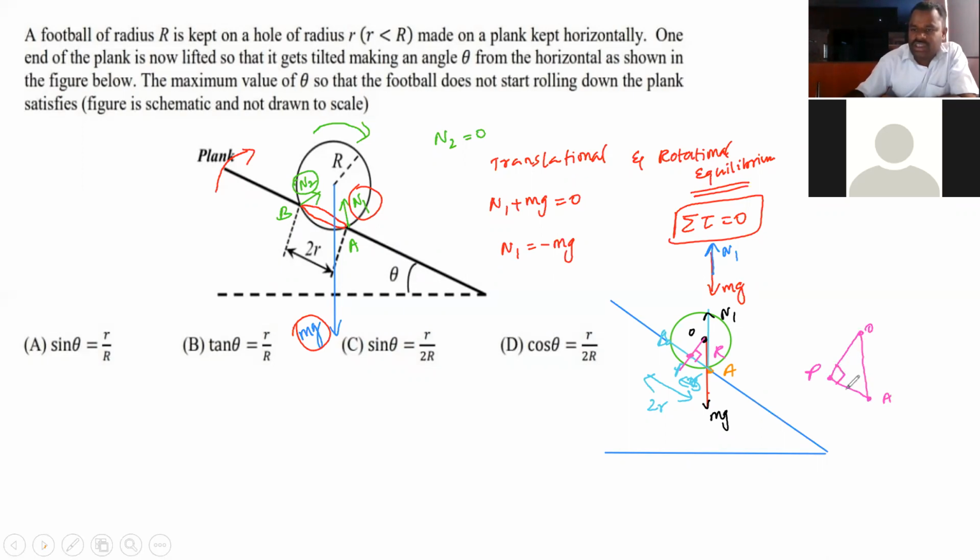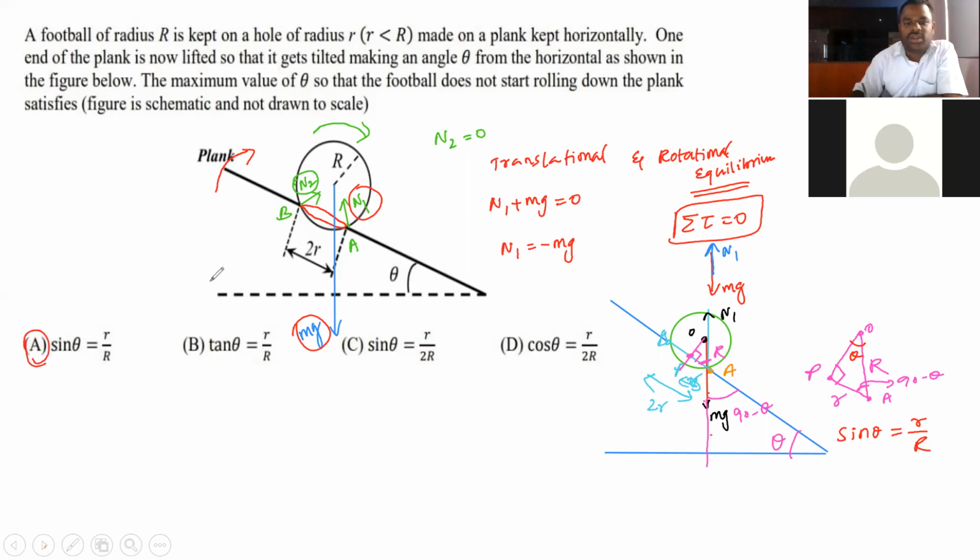Now this angle P is 90 degrees. PA is r, and OA is capital R. Now by extending this mg, this angle we know is theta, and this angle A will be 90 minus theta. Hence, this angle O is theta. In the right angle triangle, angle P is 90 degrees, so capital R is the hypotenuse. The side opposite angle theta is the smaller one. Hence sin theta is equal to opposite by hypotenuse. So the opposite side is small r, the hypotenuse is capital R. So the answer for this question is sin theta equals small r by capital R, which is the correct answer.